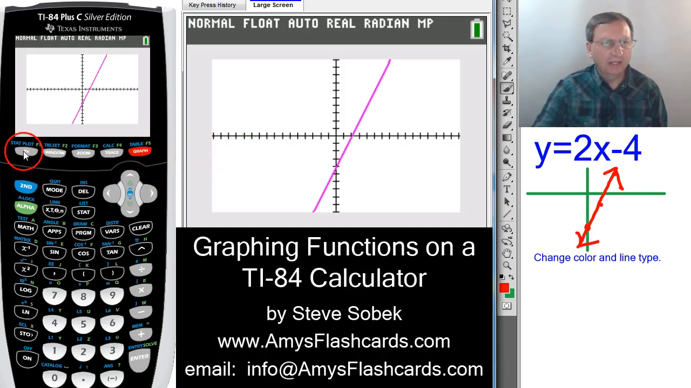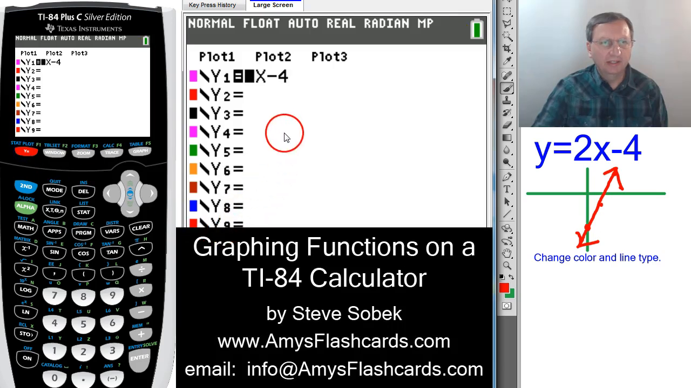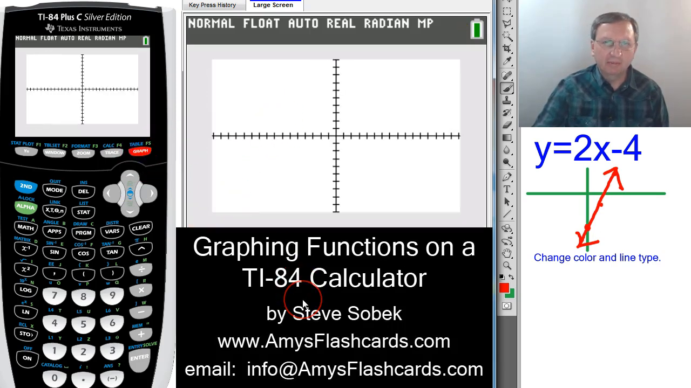Let me go back to y equal 2 again. If you highlight the equal sign and hit enter, and then move to the right, notice that if you hit the graph button, watch what happens. Nothing. It doesn't graph. It kind of deactivates that particular function.